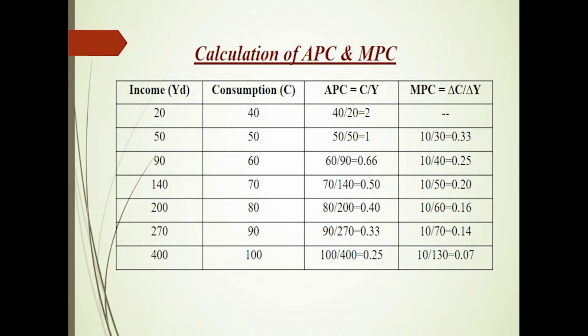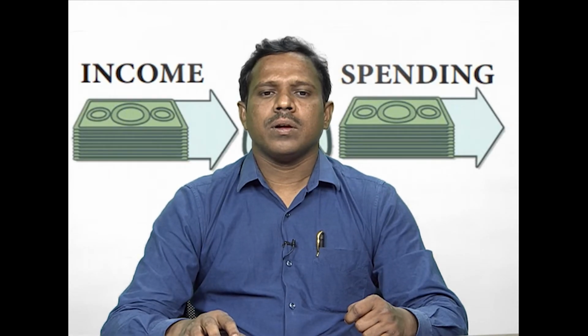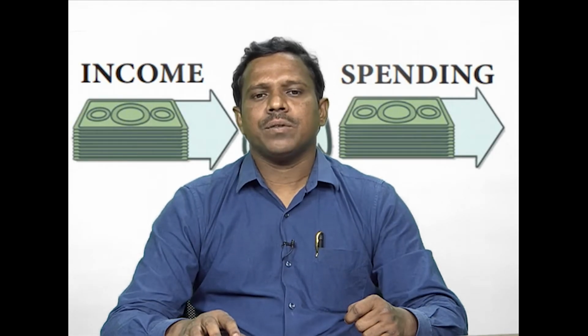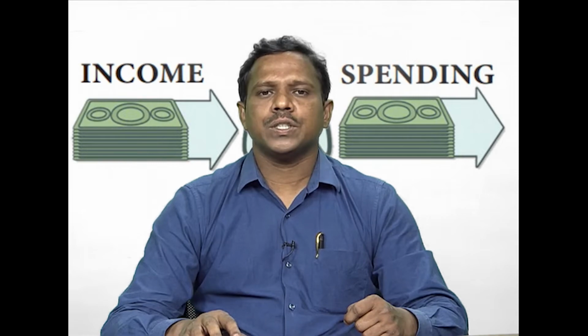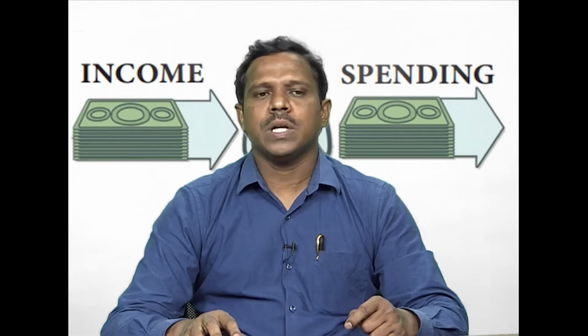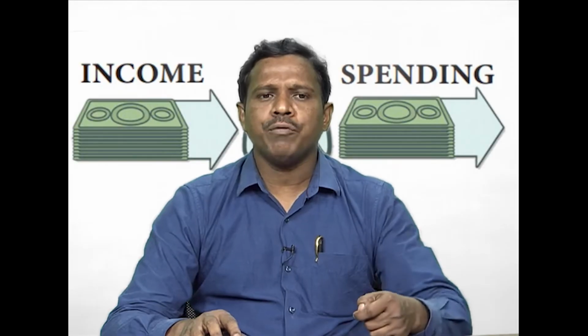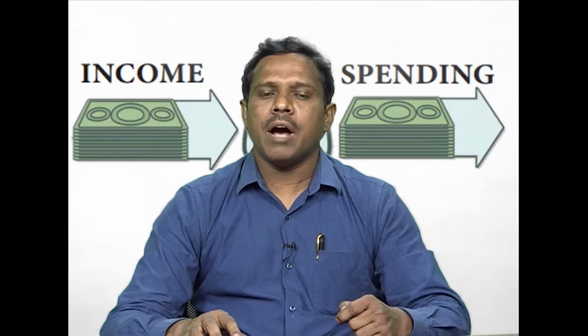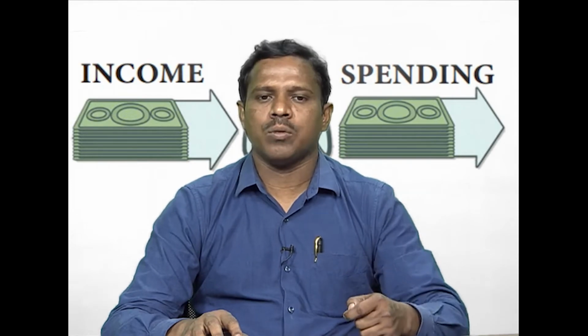Likewise, when consumption is 60 rupees and income is 90, then 60 divided by 90, we get 0.66 as the average propensity to consume. When income is 400, consumption is 100, as I said. So, 100 divided by 400, the average propensity to consume is 0.25. What do we observe from these income levels and consumption patterns? How are the APC values changing? See, it is slowly coming down, it is decreasing.